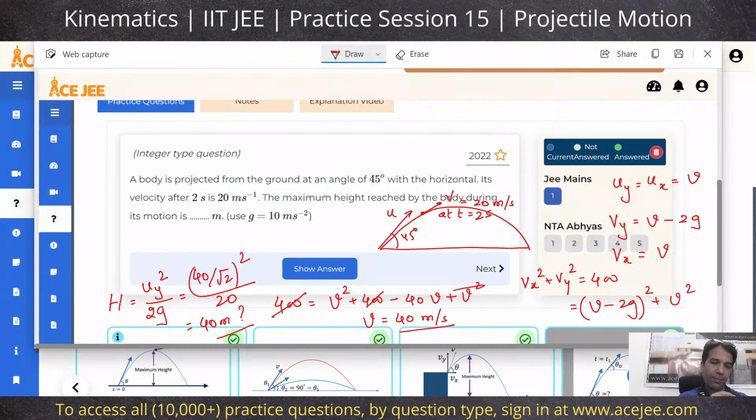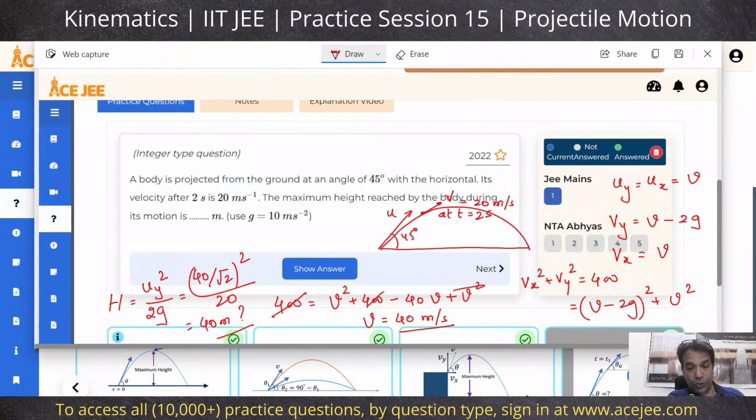Now we have been given the magnitude of the velocity at t equals 2 seconds. So from there, we can write vy, the vertical component of the velocity at t equals 2 seconds, in terms of uy. So vy is v minus 2g, where v is the initial velocity times sin 45 degrees, so minus 2g, which is minus gt. Similarly, the horizontal component doesn't change. That is still v. So from there, we find v is 40 meters per second.